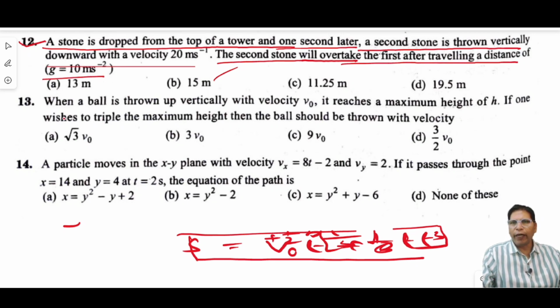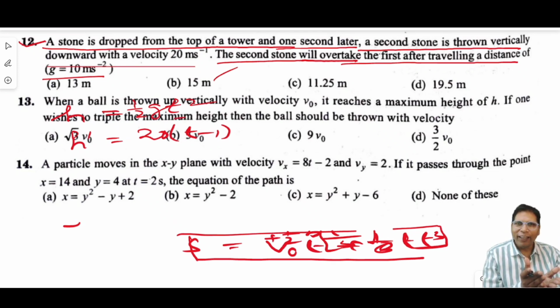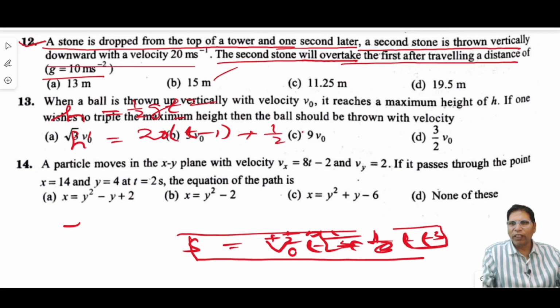Now look at this. The height fallen by the first drop is half g t square. Now the height dropped by the second drop is 20 into (t minus 1). If the time of fall of the first is t, the second drop is thrown 1 second later, so the time of fall of the second stone is t minus 1, plus half g (t minus 1) whole square.